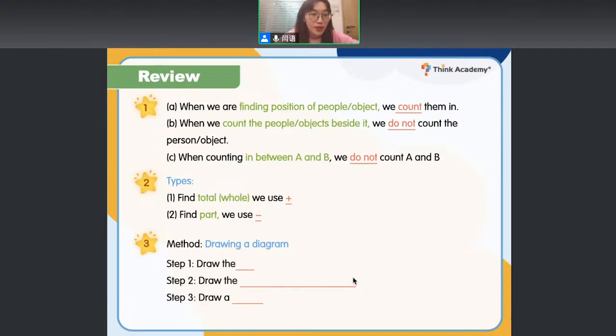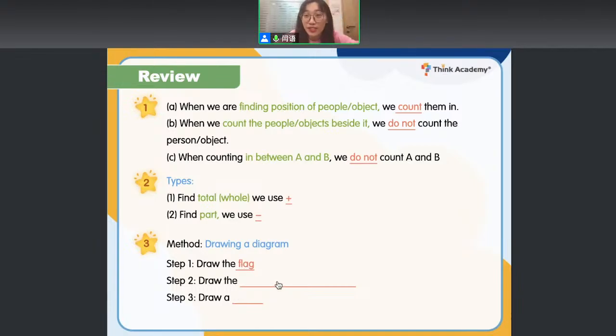Okay, so here you see step 1. What should we draw? Let me check who still remembers. Step 1, what should we draw? Nobody remembers? We need to draw what? Draw a flag, okay? Good job, Kanan.